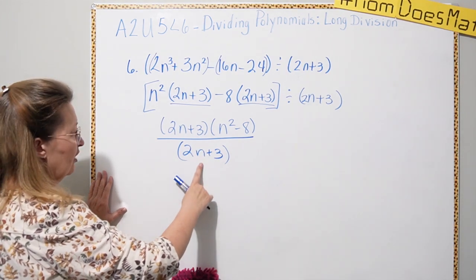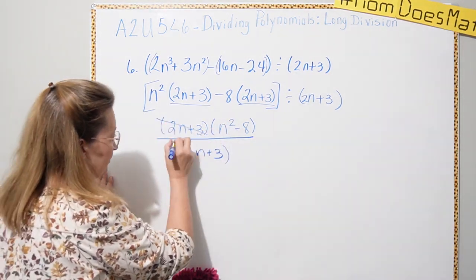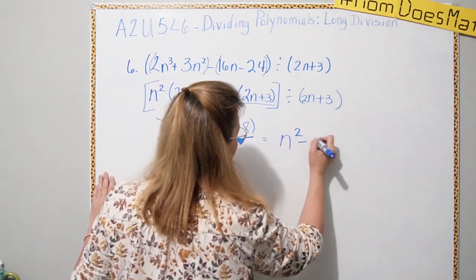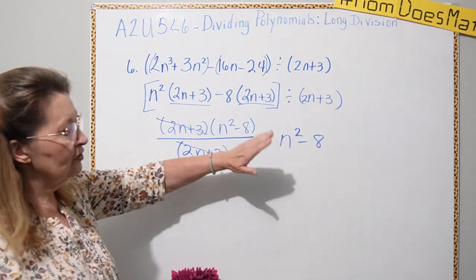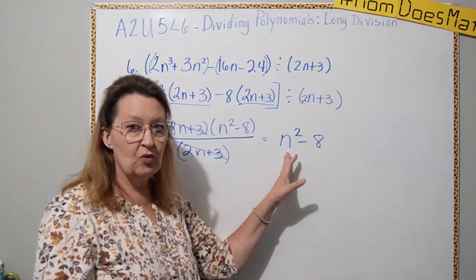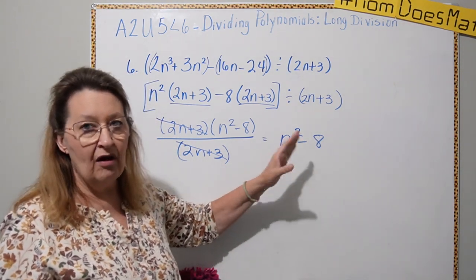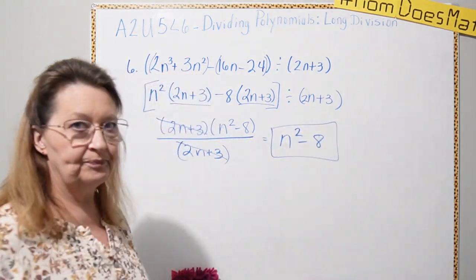Now, factor, factor, denominator. So your denominator can cancel with either factor, and it does cancel with this one. And now what I have left is n squared minus 8, okay? Can you factor that any further? No. 8 is a perfect cube, but n squared is not. And n squared is a perfect square, but 8 is not a perfect square. So that's going to be your final answer.